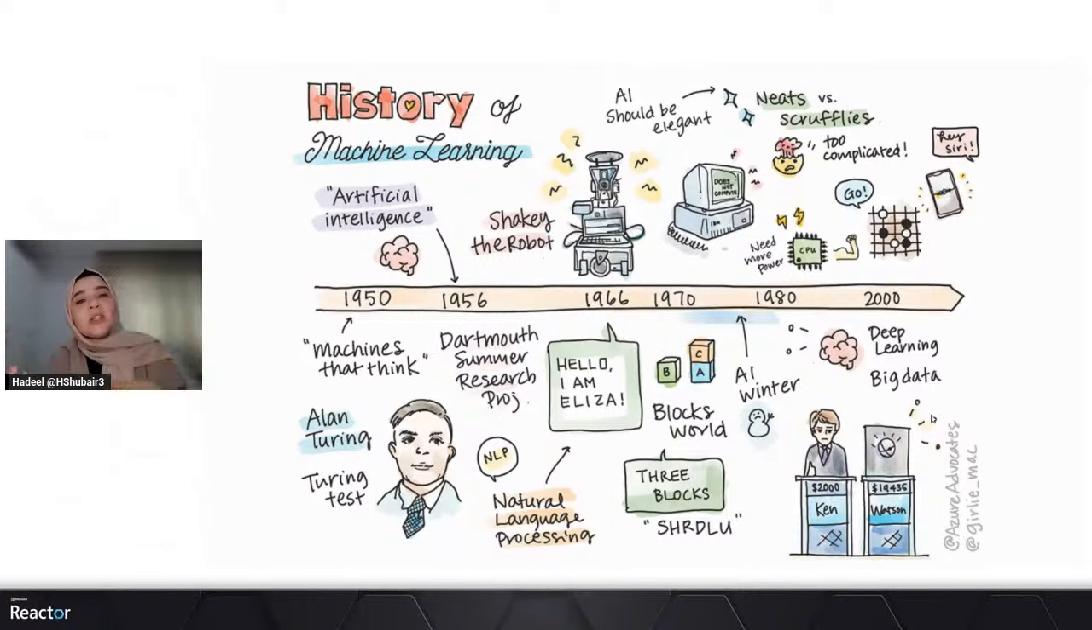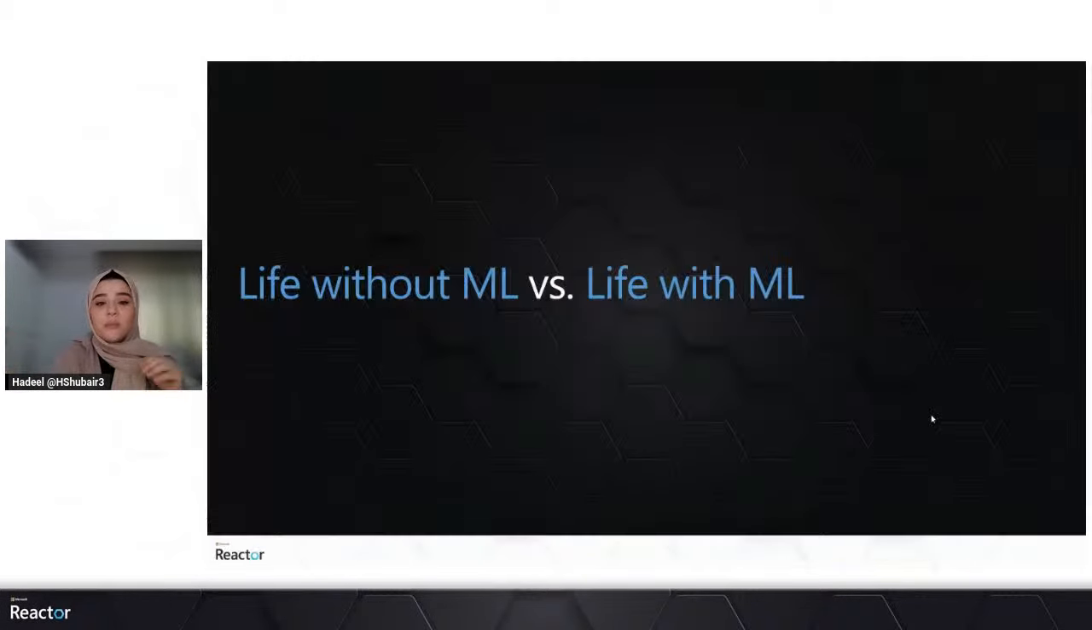So this is basically the timeline of how it all started. And we can say now that we are in this era of applying all these new cool things that were back then in science fiction movies and such. So let's look at how life was without machine learning versus life with machine learning.